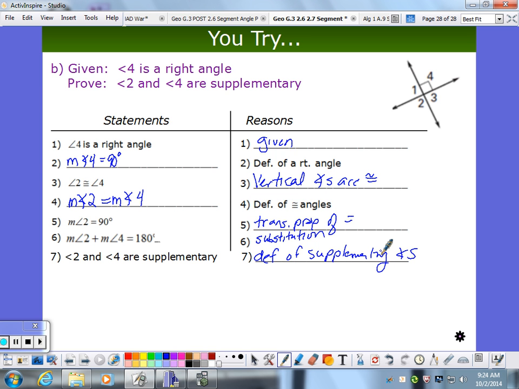Question? For the second one, I put addition property of equality because on the right side they added 90 degrees, and on the left they added negative angle 4, which is equal to 90. So you're saying they added 90 to both sides. Interesting. Okay, all right, you've explained it. I didn't see it that way, but that works for me. Any other questions? Awesome.